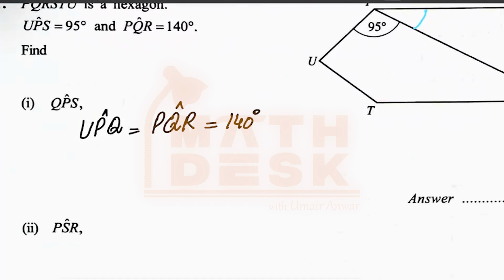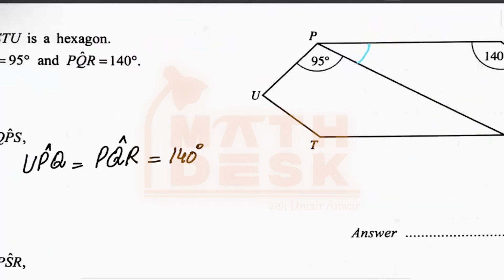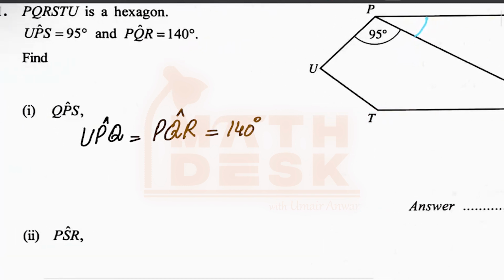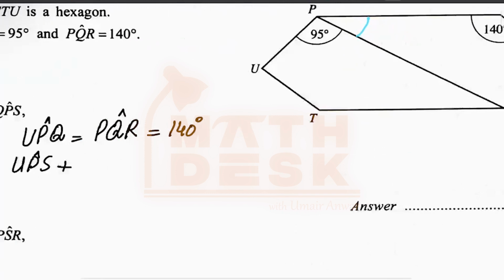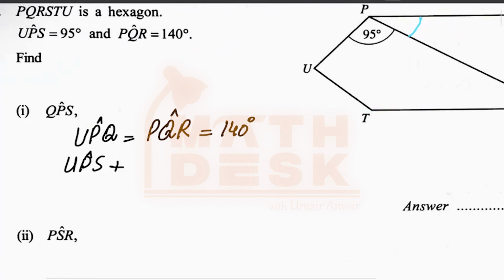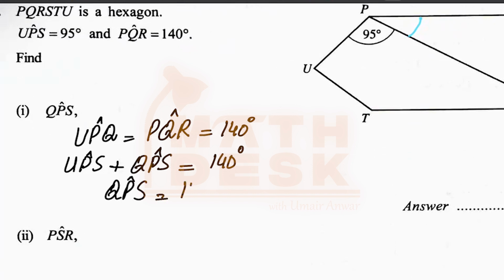So UPQ is further changed into UPS plus QPS, and this is equal to 140 degrees. So QPS would be equal to 140 minus 95. So the answer is going to be equal to 45 degrees over here.